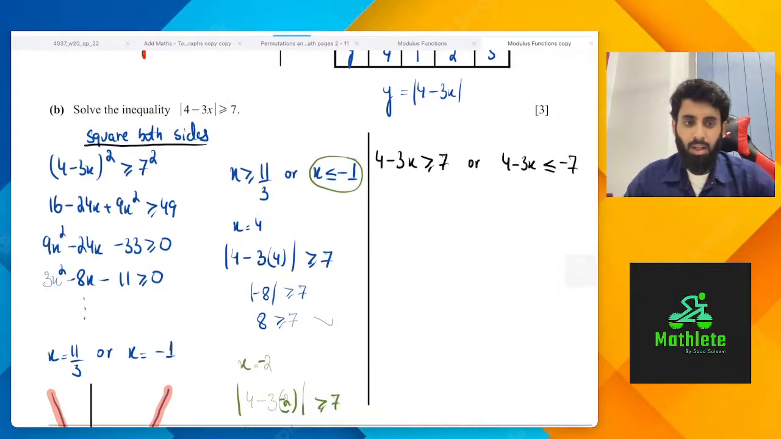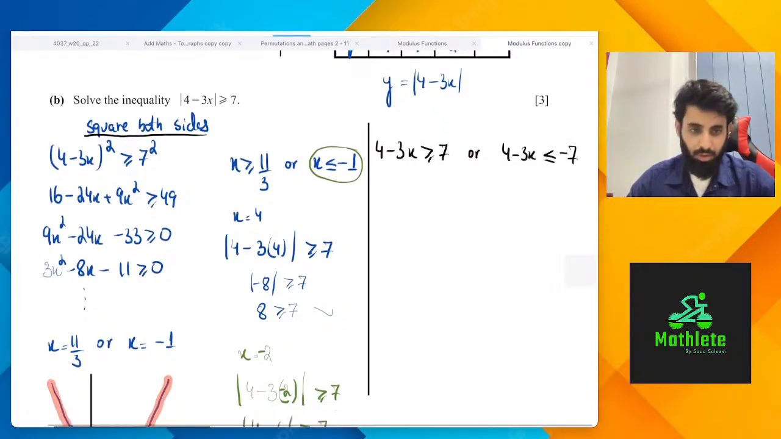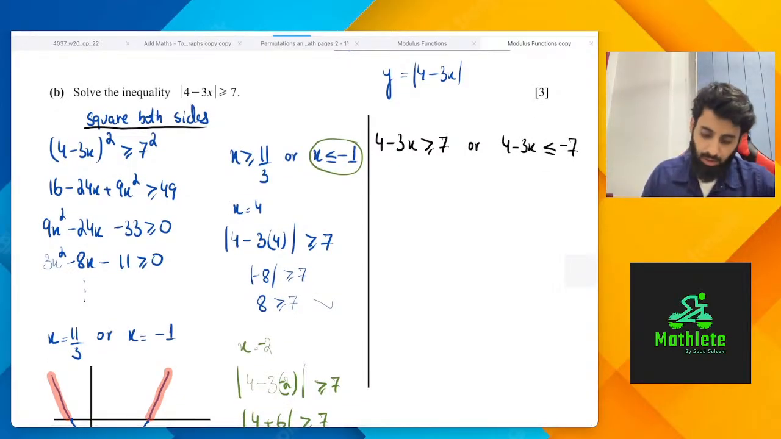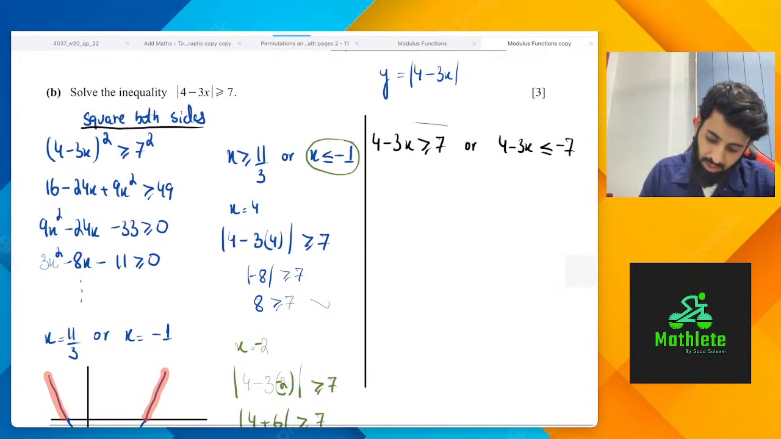What if you have absolute on both sides? Then it's best that you square both sides. Okay, so let's work this out.